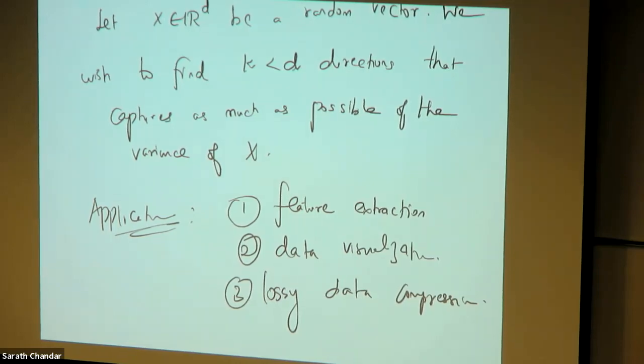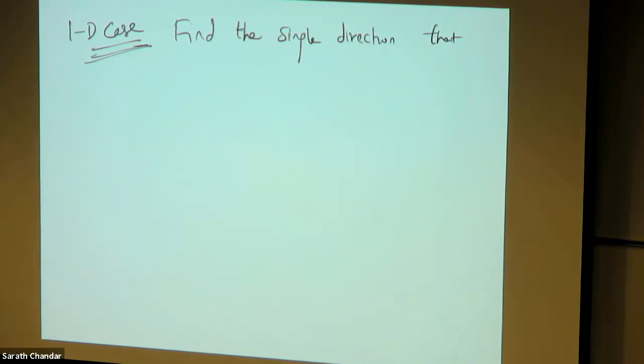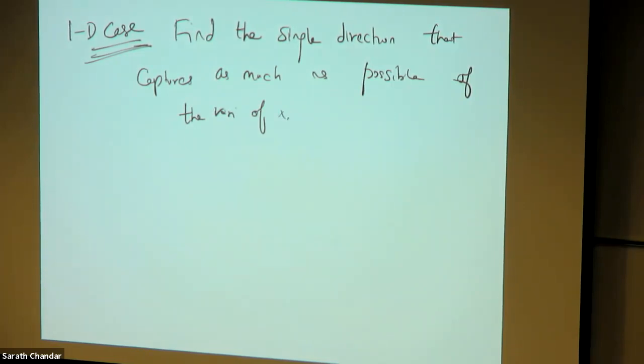Now, to make our discussion simple, we are going to start with the 1D case, which means I'm going to take any dimensional data and project it into just one dimension. So I'm going to find the single direction that captures as much as possible of the variance of X. Is that clear? We will do one dimension and then we will generalize to more dimensions.